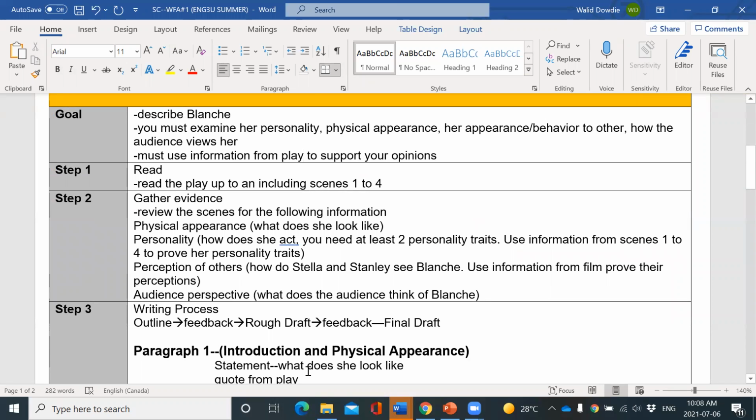Okay, so step 2 is gathering evidence. You want to review scenes for the following information. Physical appearance, what does she look like? So it's how others describe her, right? That will tell us what she looks like.